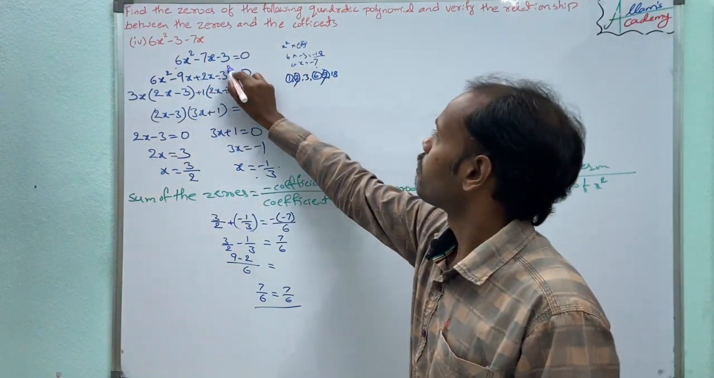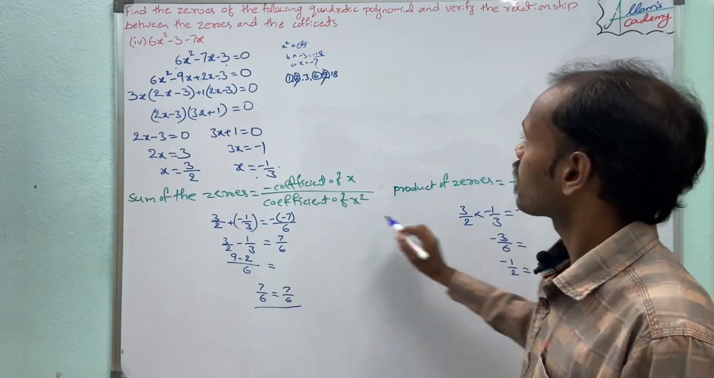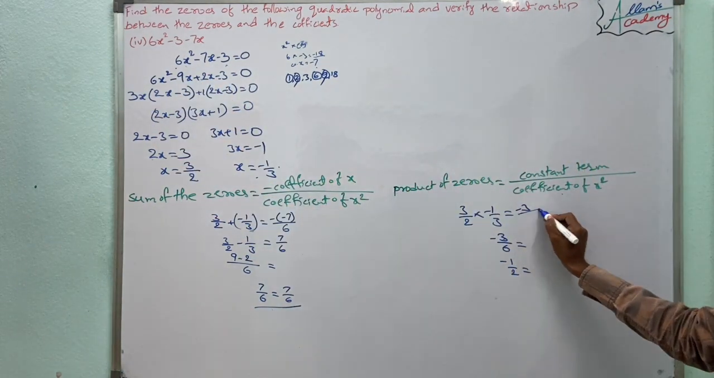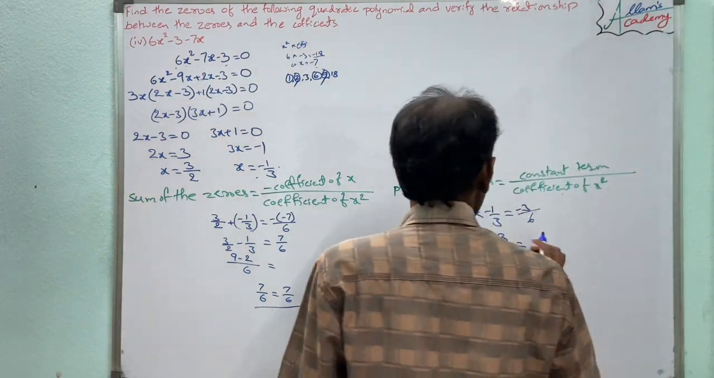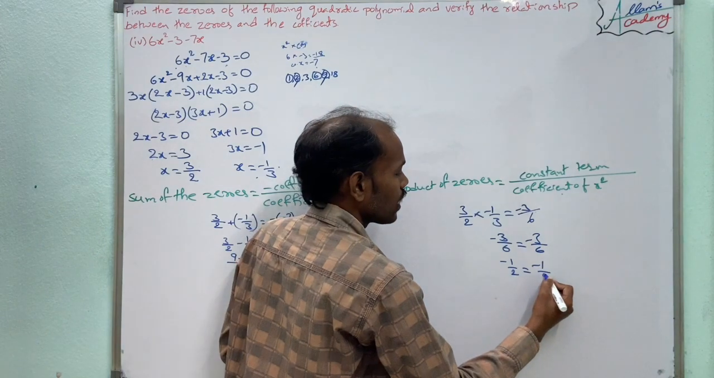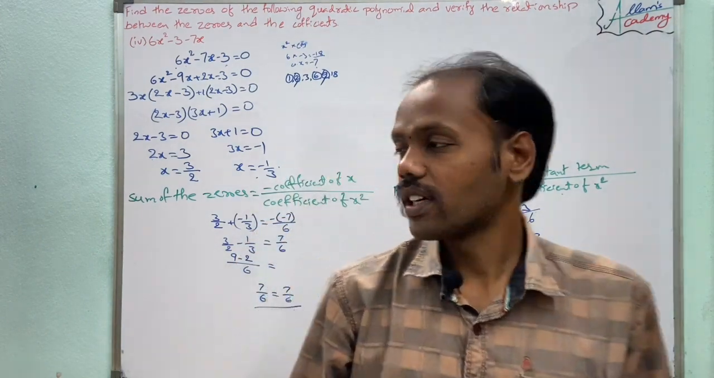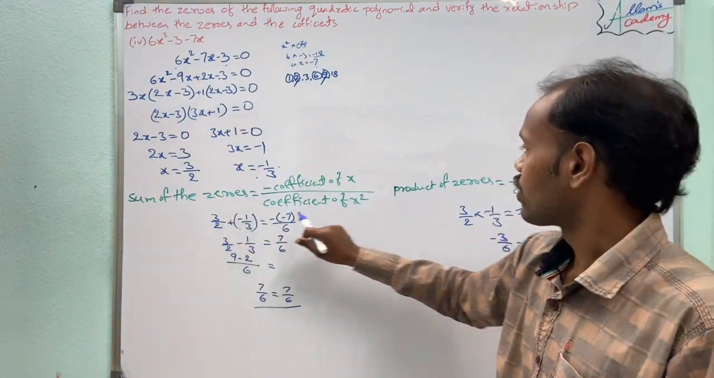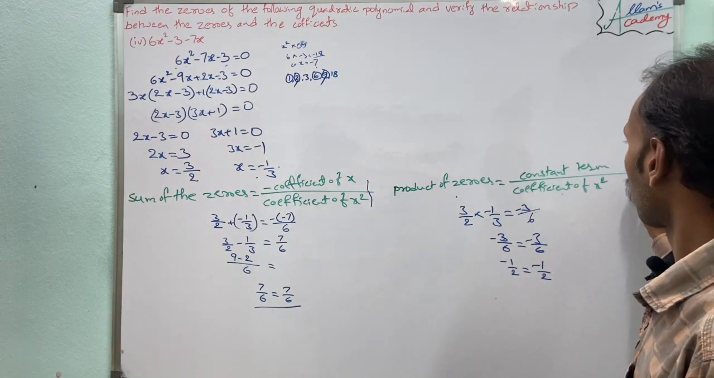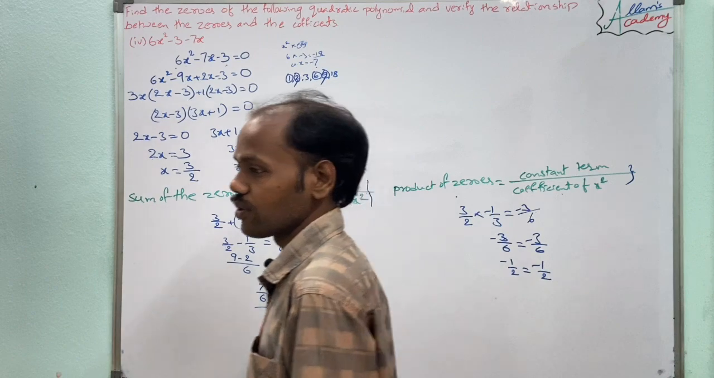Now the constant term is minus 3 and the coefficient of x square is 6, so minus 3 by 6. So here also we get minus 3 by 6. If simplified, we get minus 1 by 2 only. So here also the sum of the zeros and the product of the zeros satisfy the relationship with the coefficients.